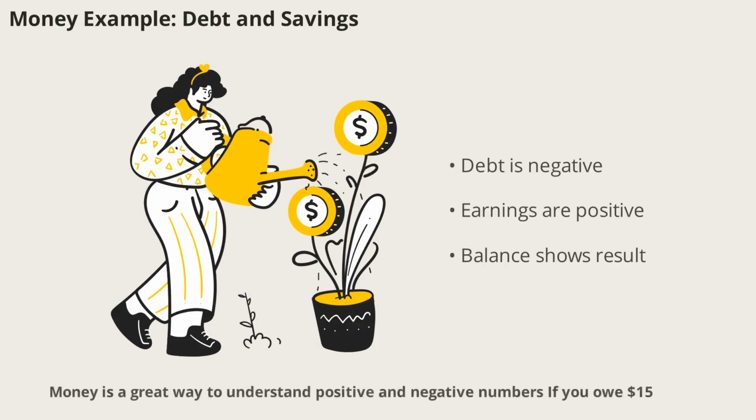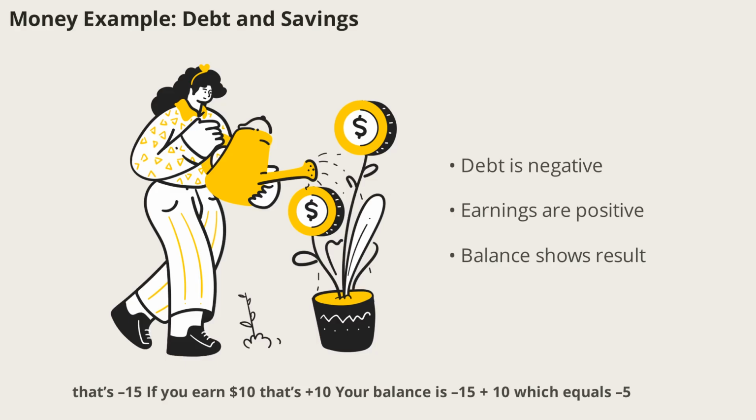Money is a great way to understand positive and negative numbers. If you owe $15, that's -15. If you earn $10, that's plus 10. Your balance is -15 plus 10, which equals -5. This means you still owe $5. Using money examples helps make these concepts real and easy to grasp.